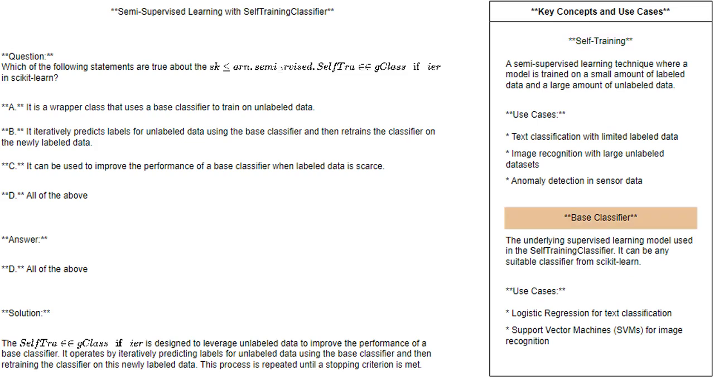Base classifier. Imagine you're building a spam filter. You have a small set of emails labeled as spam and not spam. Using the self-training classifier with logistic regression as the base classifier, you can leverage a large collection of unlabeled emails to improve the filter's accuracy.